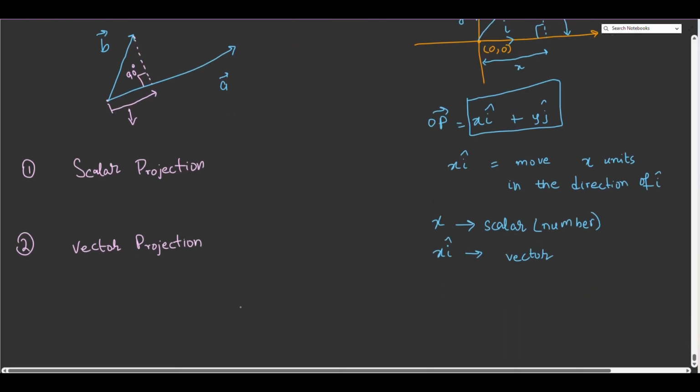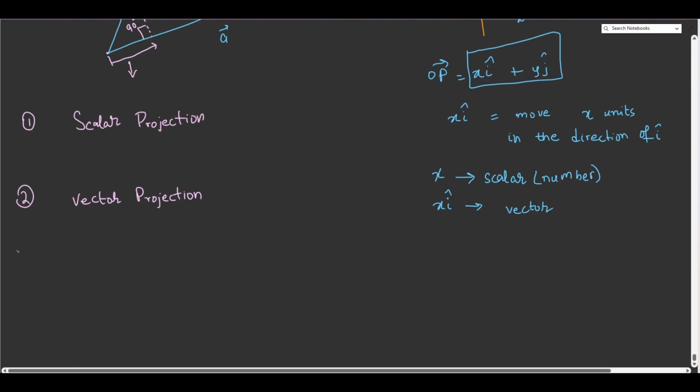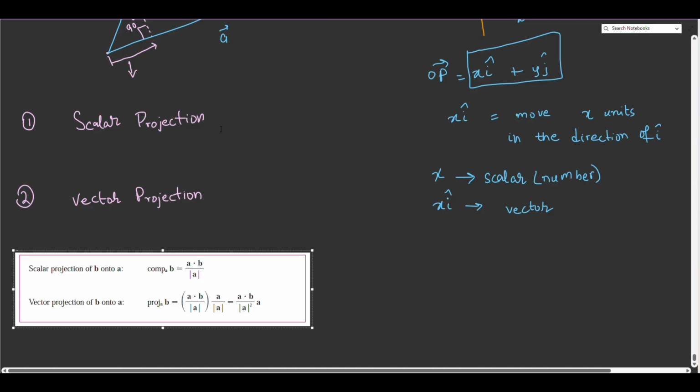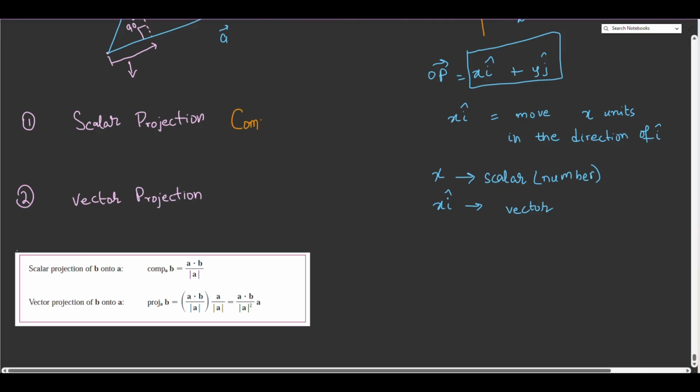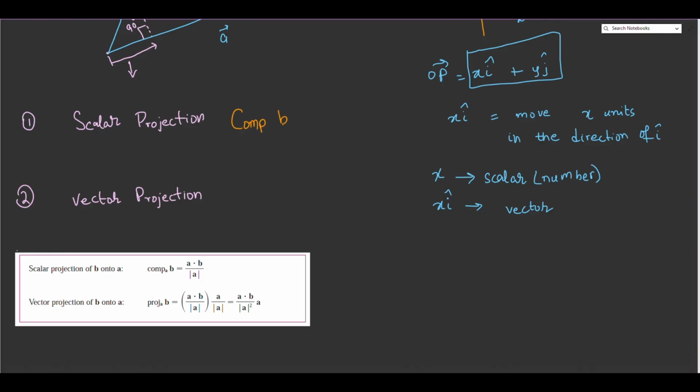the formula for finding the scalar projection and the vector projection. Okay, so the scalar projection is denoted by this formula. It is called the component of the vector B along the vector A, and it is given by A dot B, the dot product of the vector A and B, divided by the magnitude of A. And this is called the scalar projection.